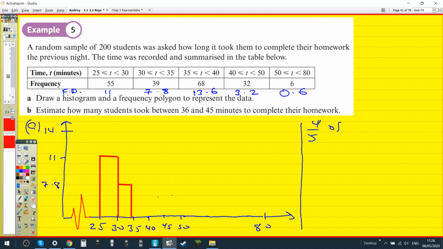There's nothing weird about that. That's the exact method. 58 plus a half of 32. So that's 16 plus something. A fifth of that. It was 13.6 times 4.